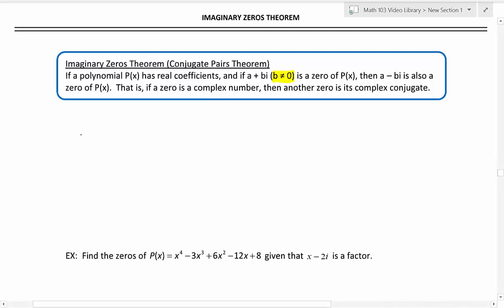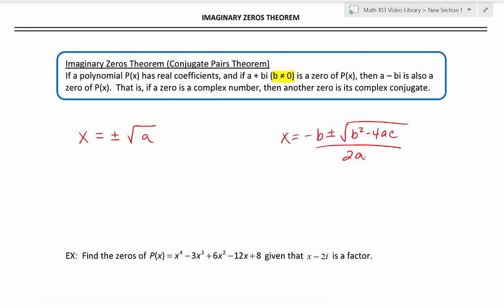So for square root property, remember x is equal to plus or minus the square root of a, and then with our quadratic formula, these were the only techniques that we used to get an imaginary solution, and that was because they had square roots. Imaginary numbers show up when we have negatives under square roots.